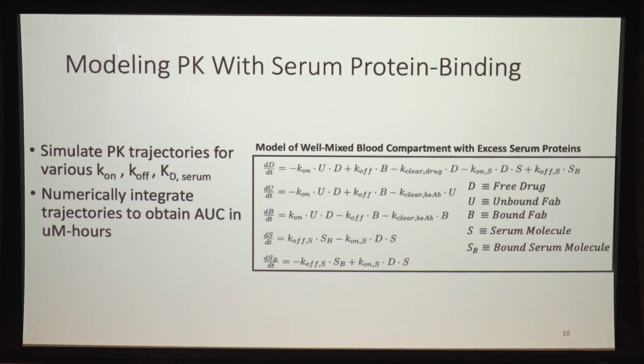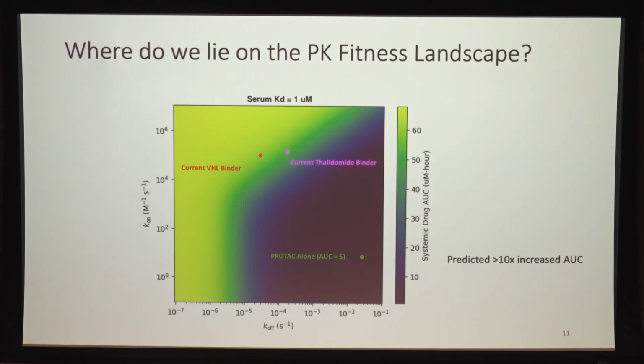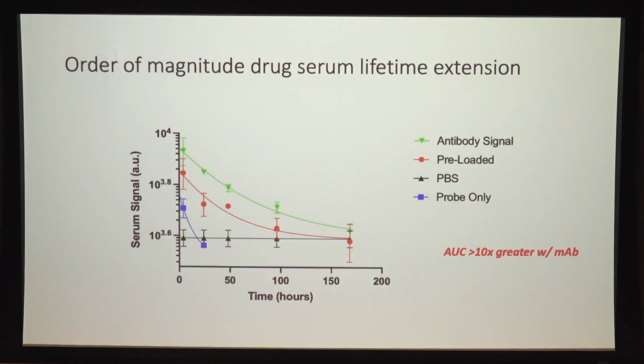And so we looked at various different regions of that parameter space and came up with this map of it, looking at dissociation rate constant on this axis and association rate constant on this axis. The PROTAC alone had a certain area under curve for the systemic exposure. And the two binders that I already showed you data for put us up here in about a 10-fold or more increase in systemic exposure. So that's interesting and worth pursuing.